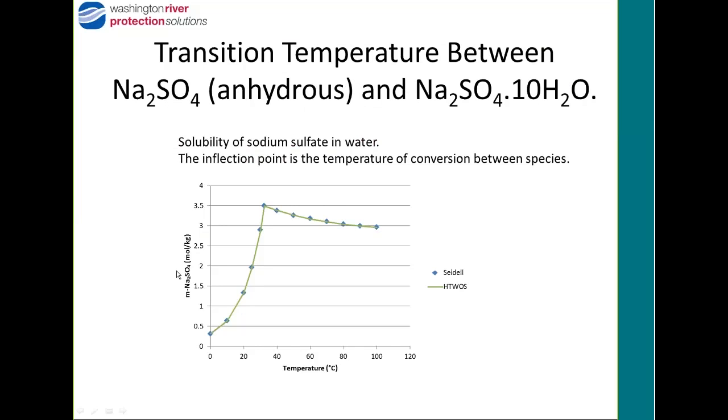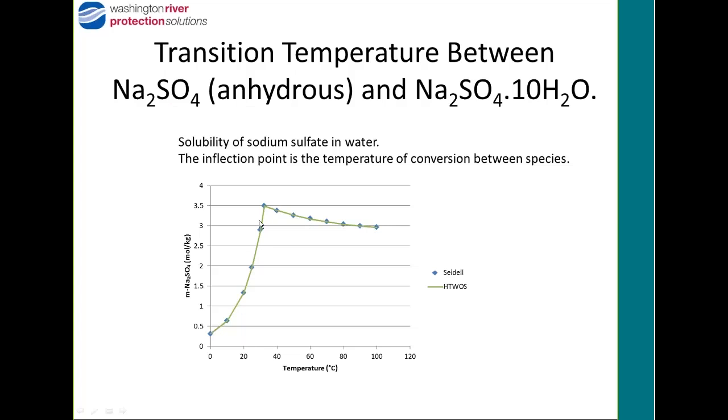An example that we are looking at, I know there's some people interested in sodium sulfate. This is the solubility of sodium sulfate in water. You can see as the temperature goes up, the solubility goes up, it gets an inflection point, and it actually goes down. The solubility starts to go down with temperature, and that inflection point is actually the temperature where you transition from different stable phases, the anhydrous sodium sulfate and sodium sulfate with 10 waters. So this is the sodium sulfate with 10 waters, and this is the anhydrous sodium sulfate right here.